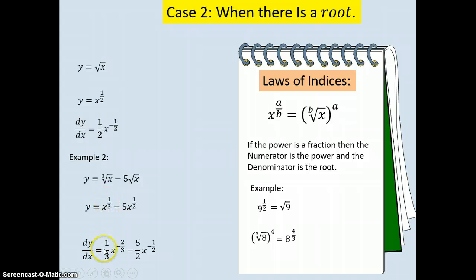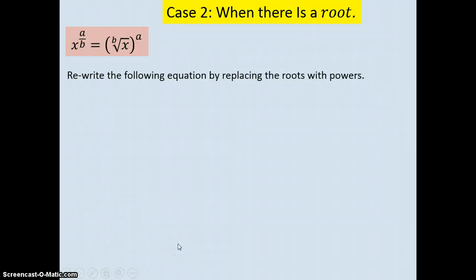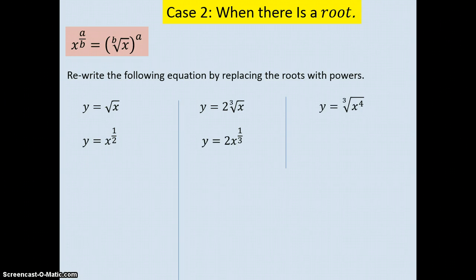So 1/3 in the front, subtract 1 from the power, gets minus 2/3. 1/2 in the front, you subtract 1 from 1/2, you get minus 1/2. So some more examples. Square root of x is x to the power of 1/2. 2 times cube root of x is 2x to the power of 1/3. Third root of x to the power of 4 is x to the power of 4 over 3. This is the root, so the denominator, and this is the power.